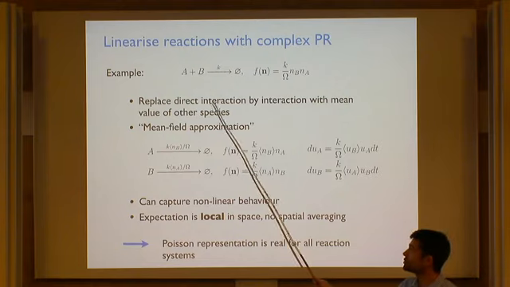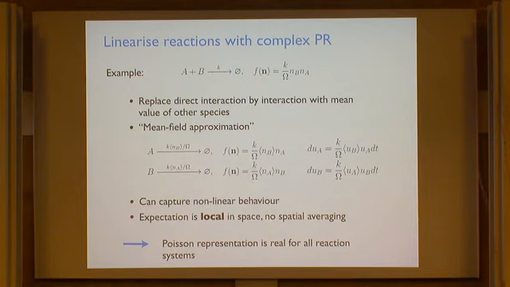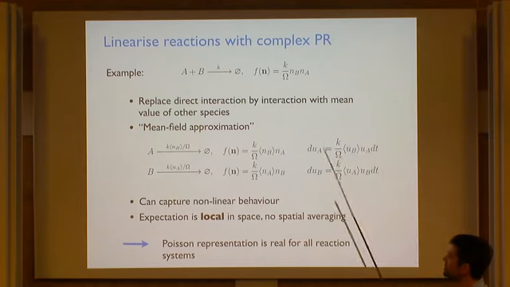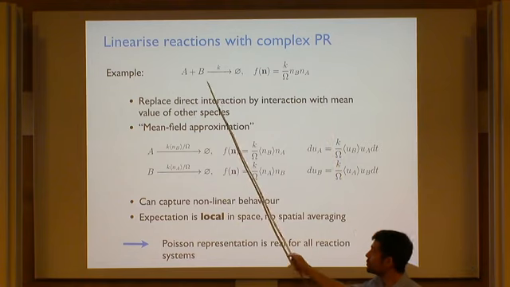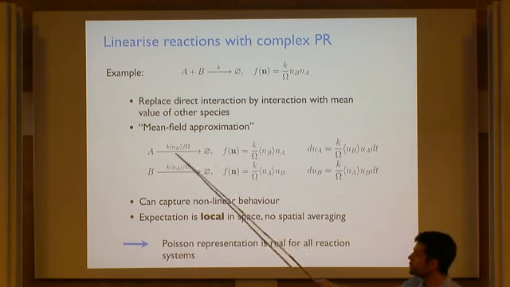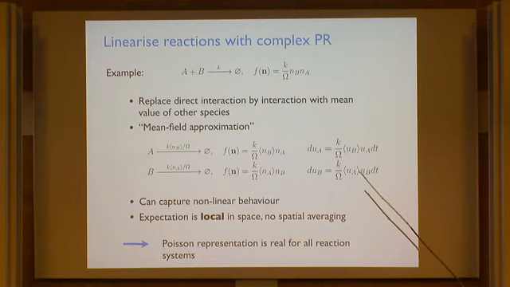We linearize such reactions. So, for example, such a bimolecular reaction, by replacing the direct interaction with the interaction of the particles with the mean value of the respective other particle. Sometimes this is called the mean field approximation. So we replace this reaction with two linear reactions and rescale the propensities with the mean value of the respective other particle. And if you transfer this to a Poisson representation space, the Langevin equation will become deterministic, and we will get some expectations of now the Poisson representation variables.